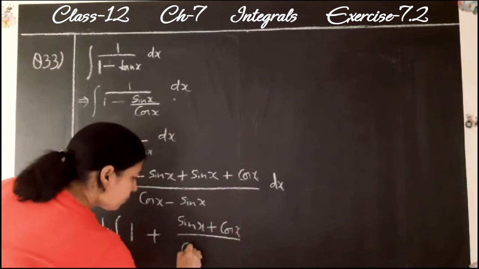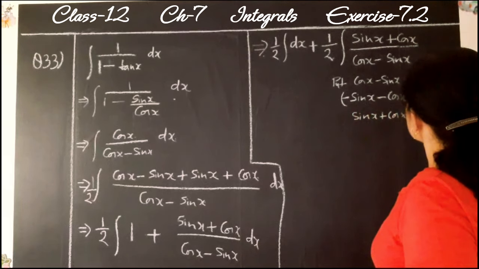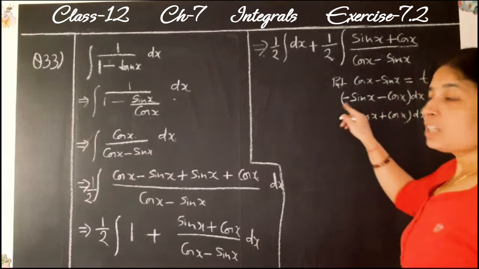So for this integral, suppose we put cos x minus sin x equal to t. Then the derivative of cos x will be minus sin x, and minus the derivative of sin x, which is cos x. So write here (sin x plus cos x) dx will be dt with a minus. We can write sin x plus cos x dx; take common minus, so it will be minus dt.